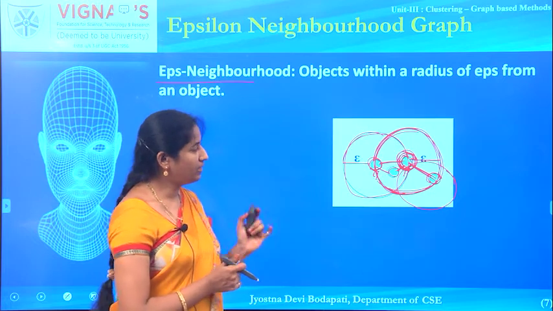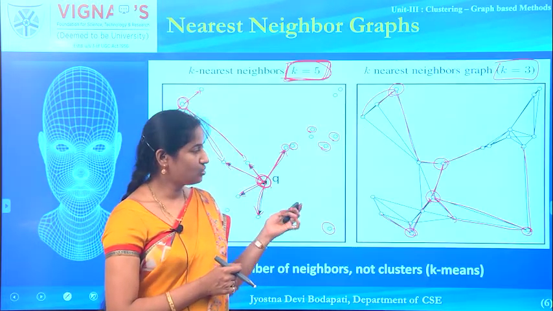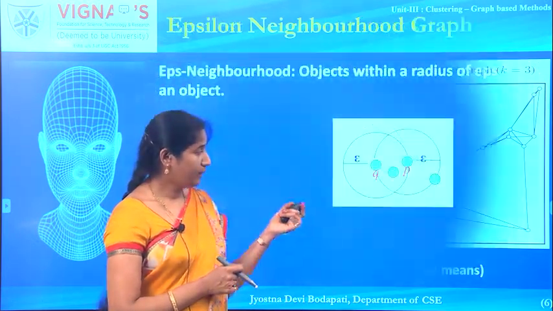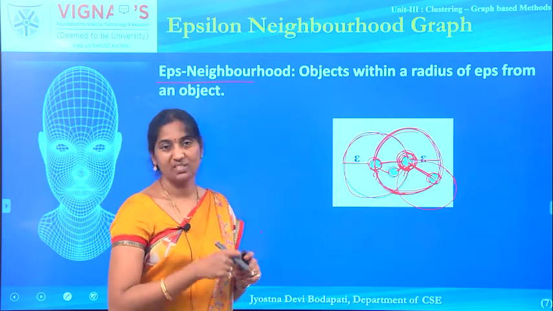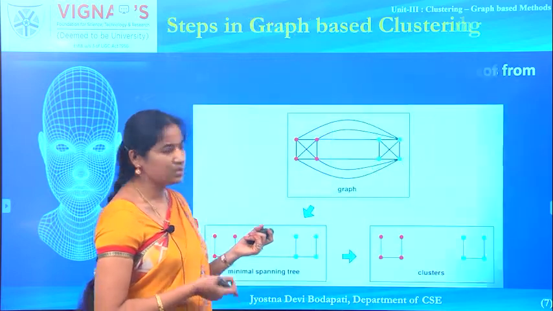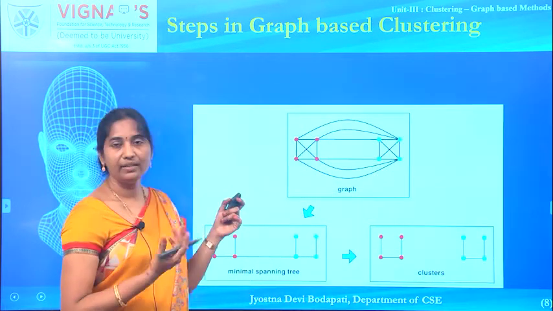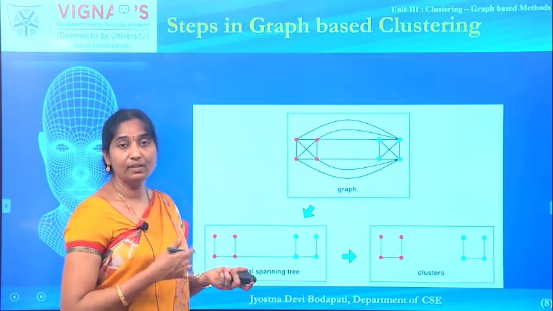Here you can somehow avoid the outliers, but in case of the KNN there is no way to avoid the outliers. But here also, defining this epsilon value is challenging. What is the suitable epsilon value is a challenging task. In case of the KNN, choosing that k value is challenging. And let us see what the steps are in graph based clustering.